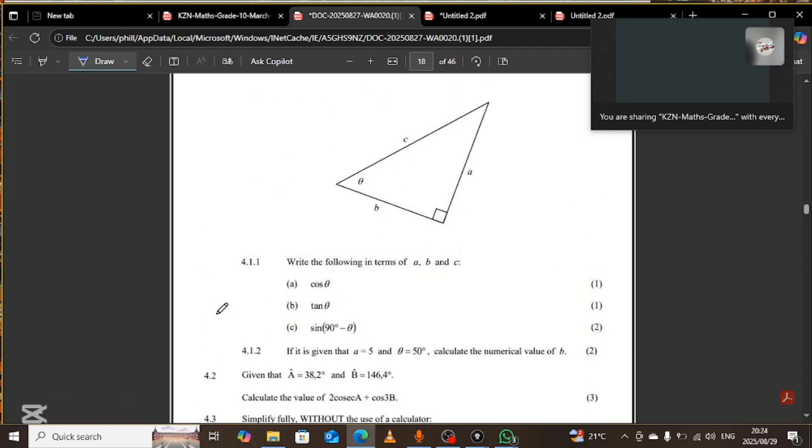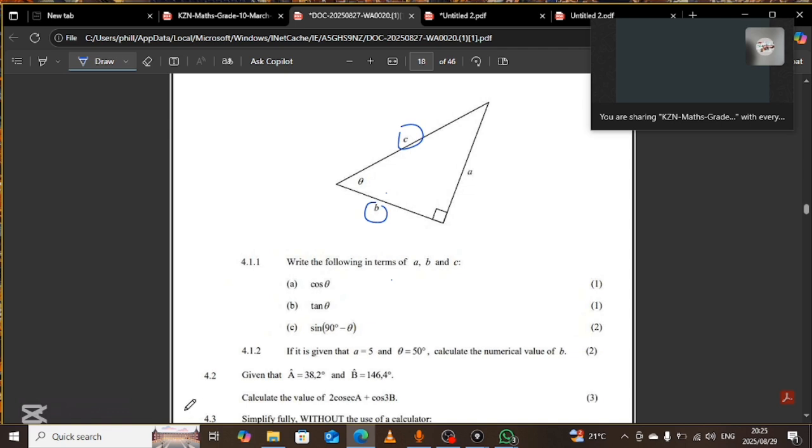I want you to tell me what did you get for this question? Which one? Yes, A. I got B over C. B over C, because it's adjacent over hypotenuse. Yeah, B over C, which is correct. And then what about tan theta? I got A over B. A over B, which is correct. What about this one? Sin of 90 degrees minus theta. Is it 1 minus A over C? So that's incorrect.